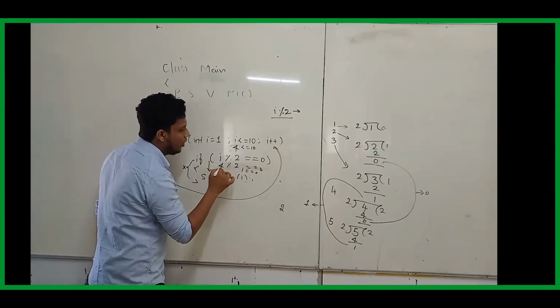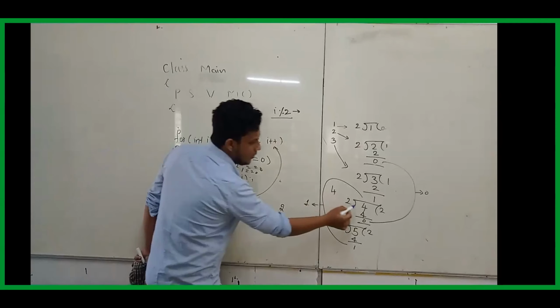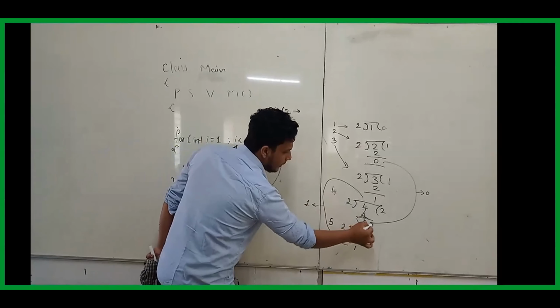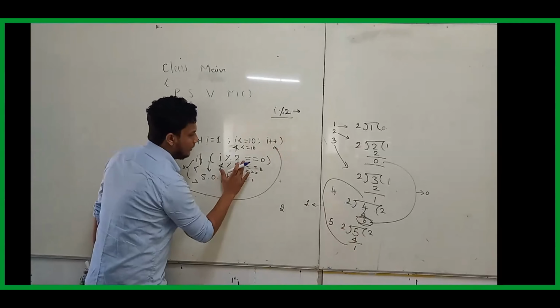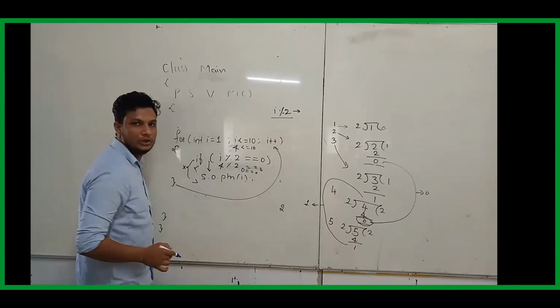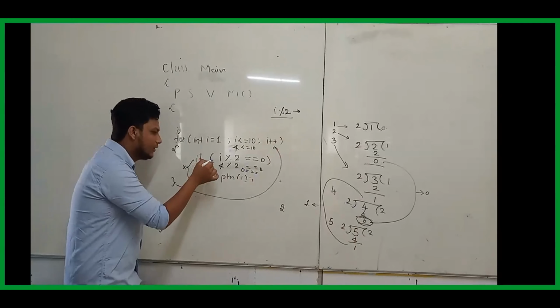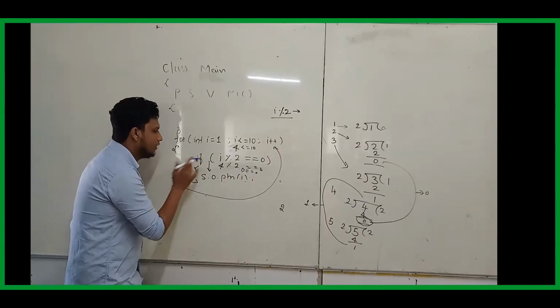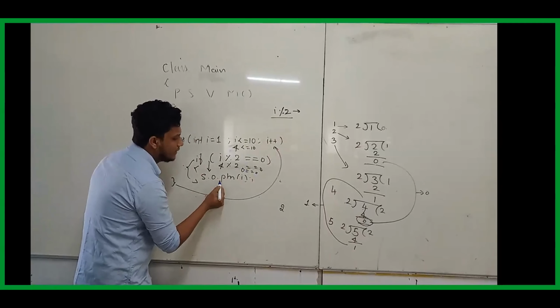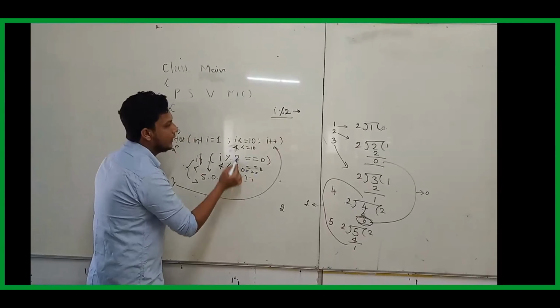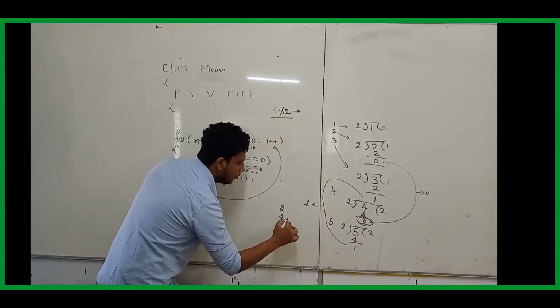4. Now 4 percentage 2. That is 4 percentage 2. The remainder is 0. Now tell me, is 0 equal to 0? True. Then it will go inside the if condition. Yes, it will go inside the if condition. What I'm telling is System.out.println(i). What is the i value now? 4. So 4 will be printed.